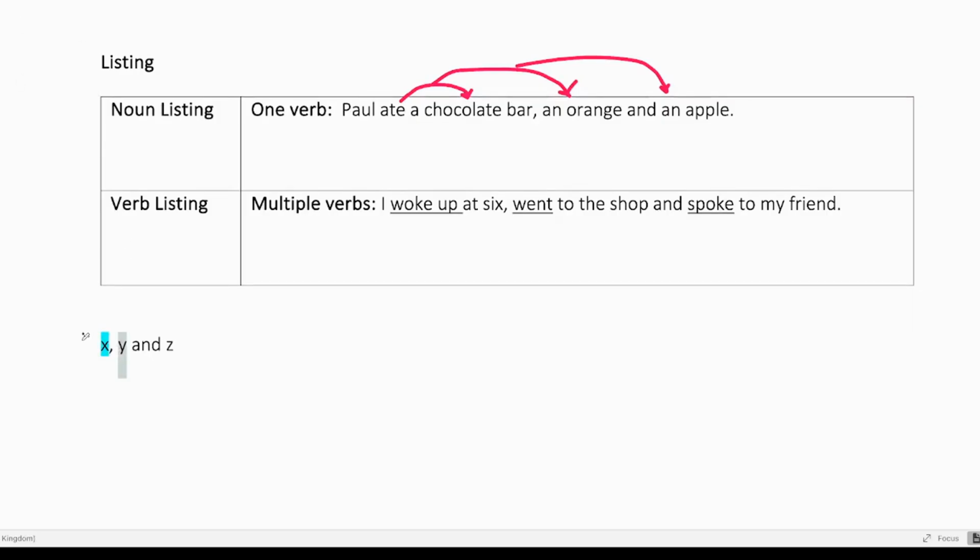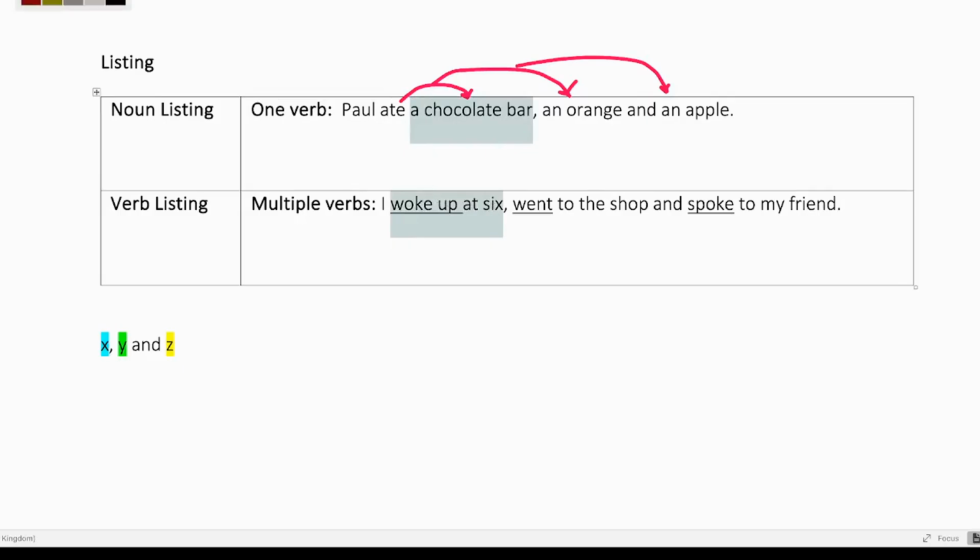Y can be green. And Z can be yellow. All right, well that means if I look at these ones, I've got Paul ate a chocolate bar, there's my first one, and woke up at 6. Okay, that one and this one. Doesn't seem to be working, does it? Let me try again. Chocolate bar and, oh, there we go, yeah.